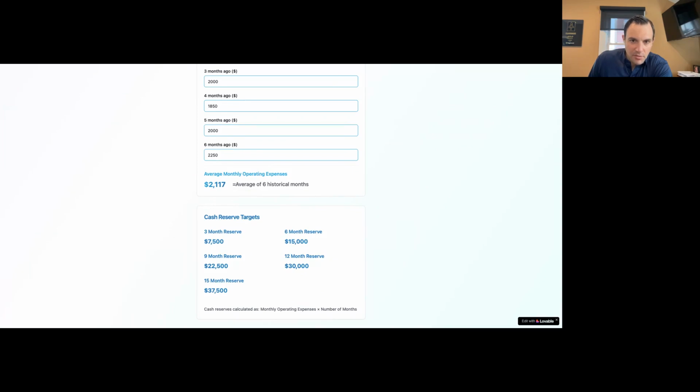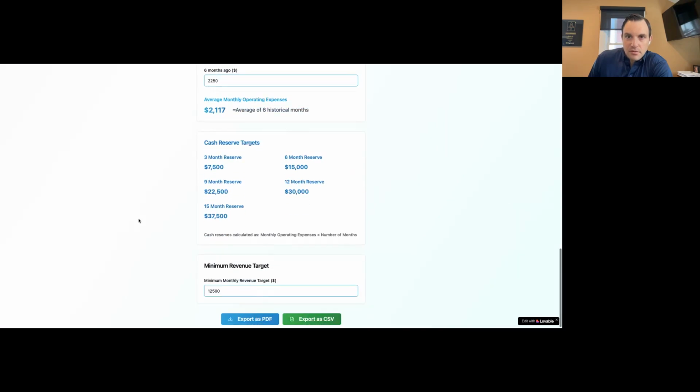And then this will give me my cash reserve targets, which is again just the average multiplied by the number of months here. Typically for a healthy business, you want to have 6 months in reserves, if there was no revenue coming in to pay those known expenses. Then here, this is the minimum revenue target at the bottom.